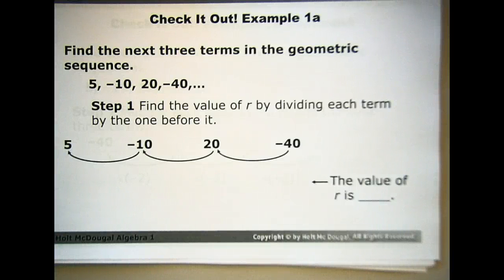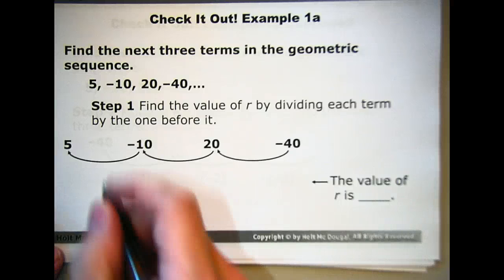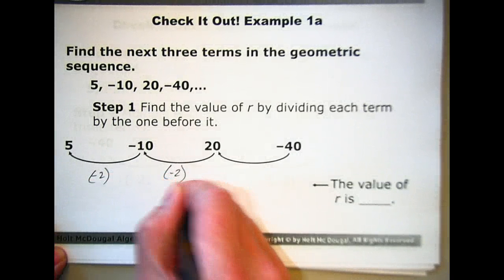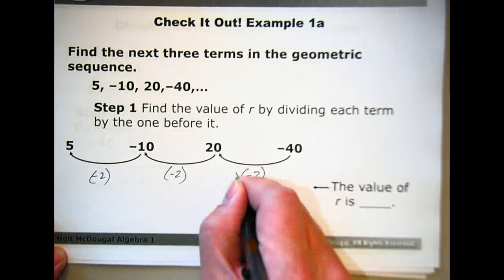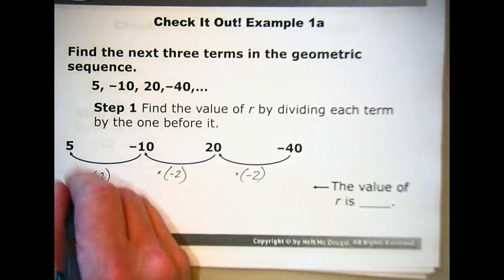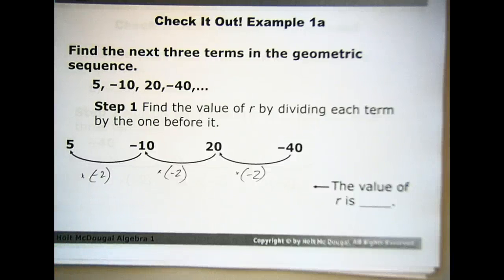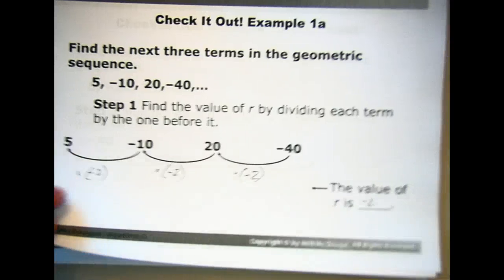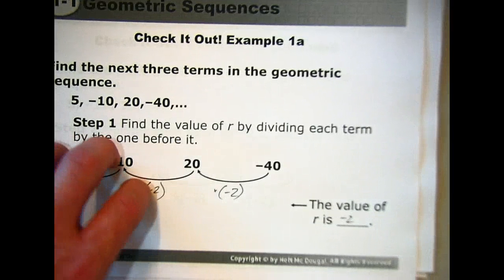Okay, what's the ratio? Negative 2? Austin, is that what you got? How do you know it's negative? Because negative times positive is negative. And each time, notice that these are alternating. That's going to tell us that r is negative 2. All right, let's move on to the explicit formula then.